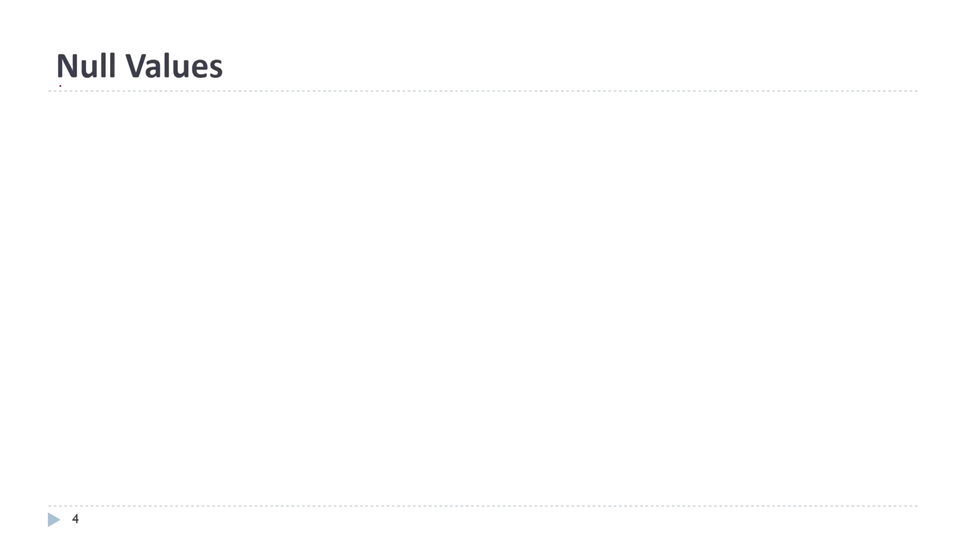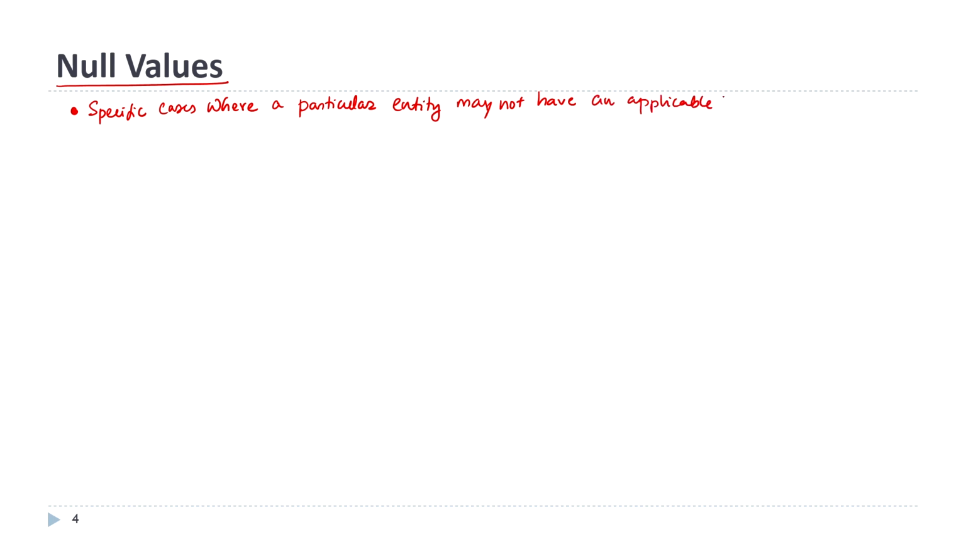Then we talk about what we call null values, and this is important because many times null values are very important in a database. The simplest way of defining them: null values are for specific cases where a particular entity may not have an applicable value for an attribute.